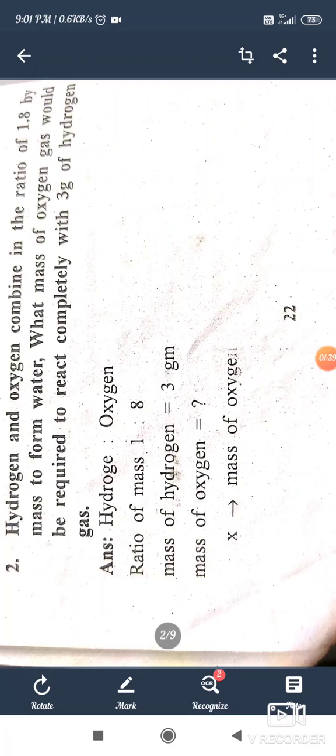Hydrogen and oxygen combine in the ratio of 1:8 by mass to form water. What mass of oxygen gas would be required to react completely with 3 grams of hydrogen gas?